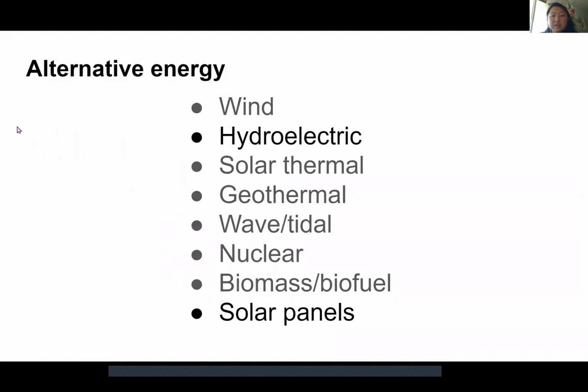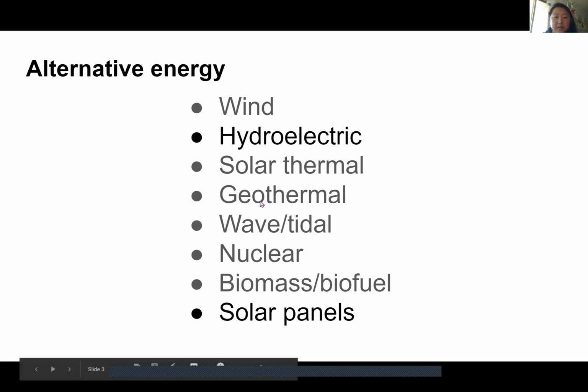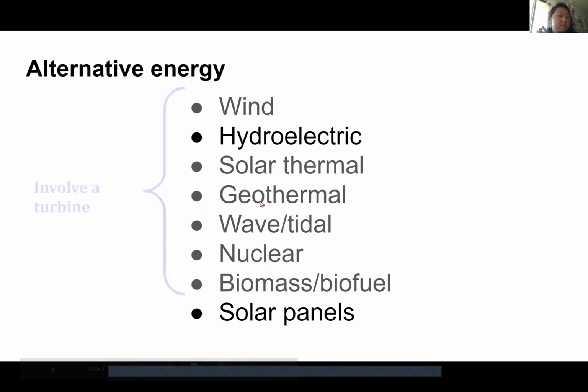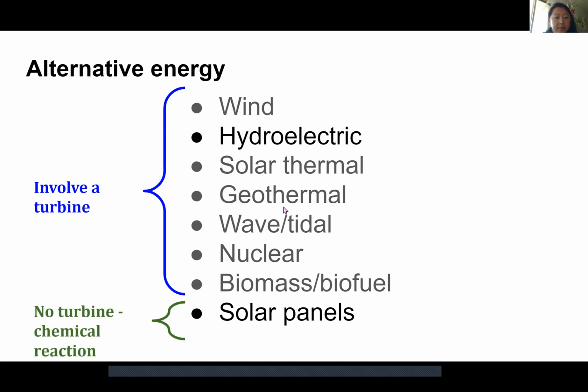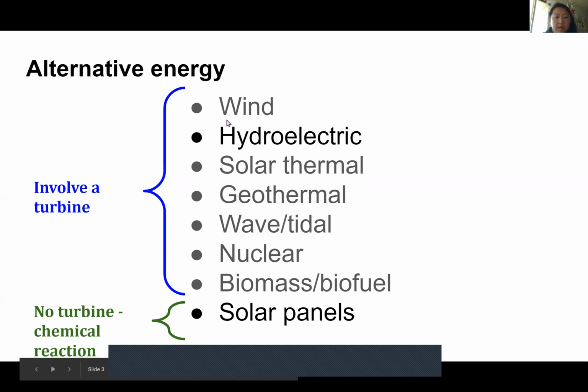All right. So to get started, we're going to talk about wind, hydroelectric, solar thermal, geothermal, wave tidal, nuclear, or we're not going to talk about nuclear, I'm sorry, we talked about that last time, but biomass and solar panels. And all of these forms involve a turbine, right? Just like we talked about last session with the fossil fuels. Just the solar panel does not include a turbine because it's actually driven by a chemical reaction.